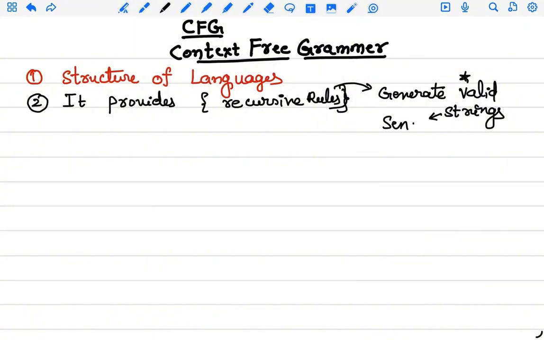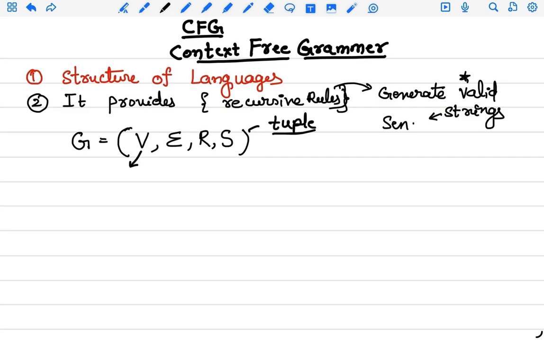Okay, so the general definition of CFG, context free grammar, is that it is represented with capital G, friends, and it is a tuple of capital V, capital sigma, capital R, and capital S. So we are representing it by using a tuple. So what is this V? V means variables.